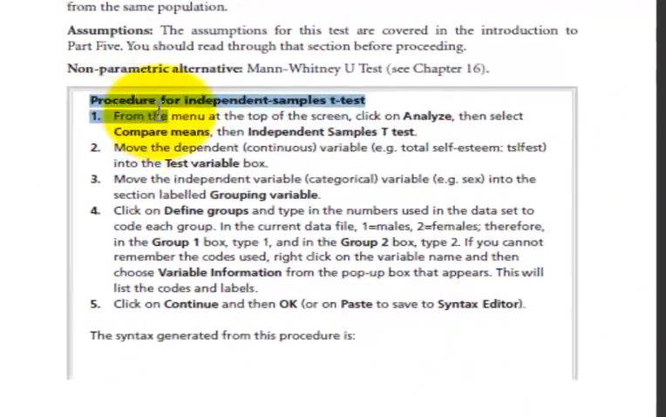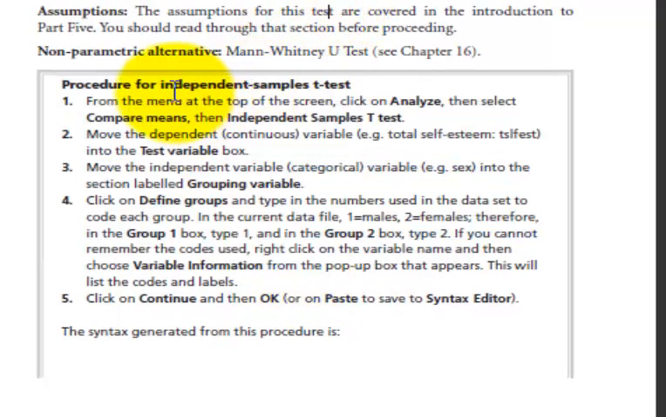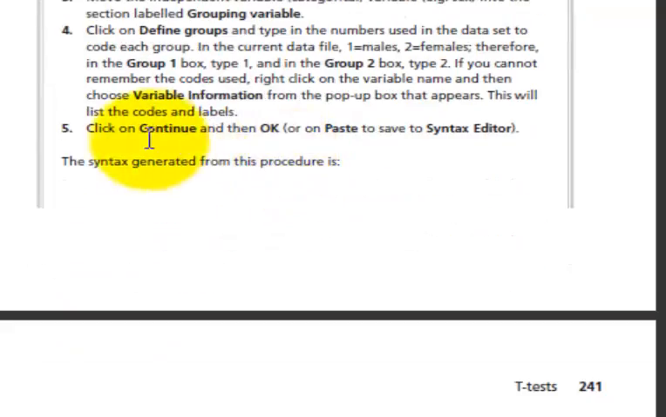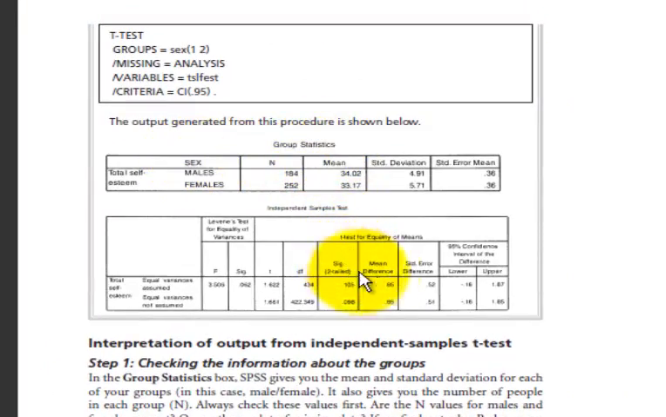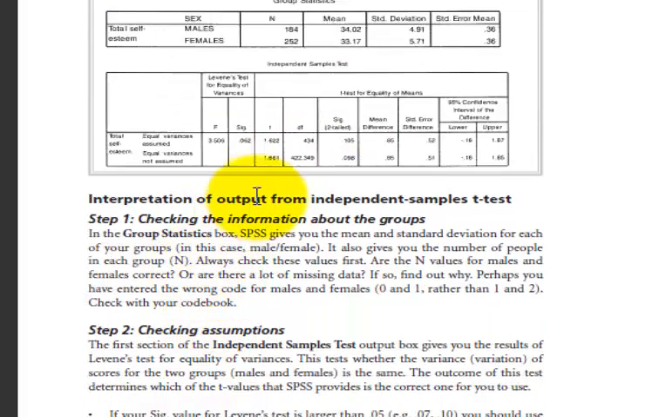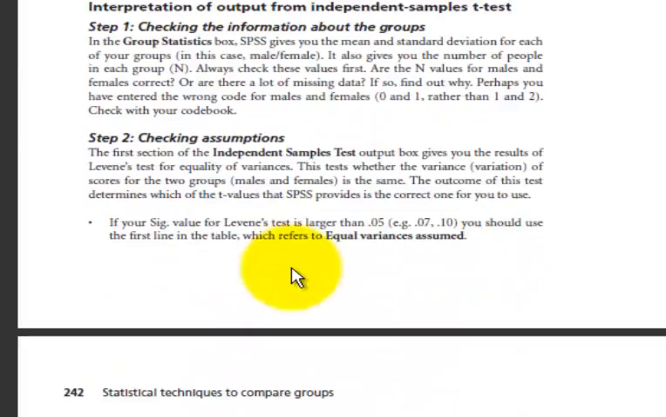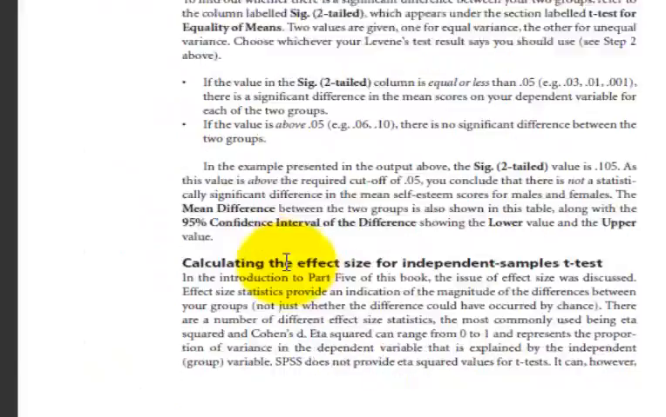And the best part is the procedures right here. Look at the procedures. It tells you exactly which buttons to click and how to run the t-test. It gives you an example printout here. And then it interprets it all for you, right? It tells you exactly what each one of these things means, okay?